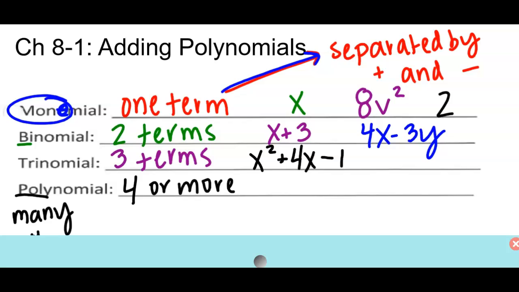Look away. A trinomial has three terms. Our most important one is called a quadratic. We are going to do a lot of things with our quadratic in the next few days, and we're going to learn how to factor them and multiply them and more. Okay? And the last one is a polynomial. So when we have four or more monomials, we have a polynomial. Right?